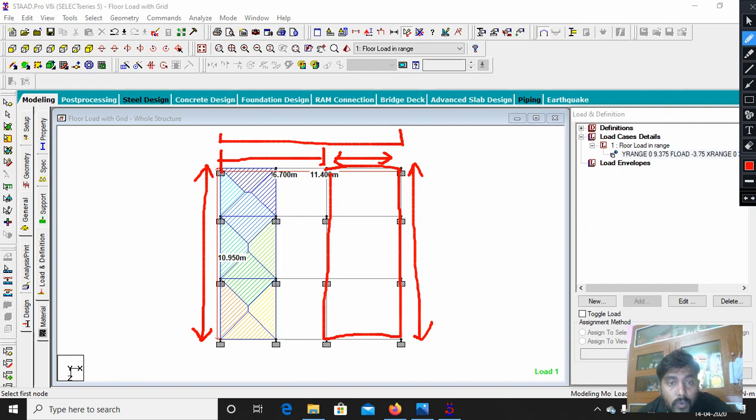So the x range will be that value and that value. So this is the value. This value is for that portion, and this value is for that portion. So what will be the range of that load?